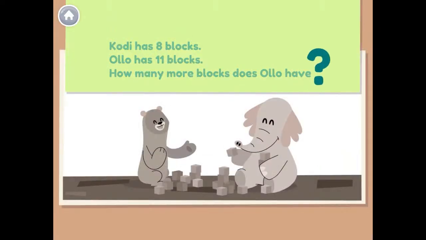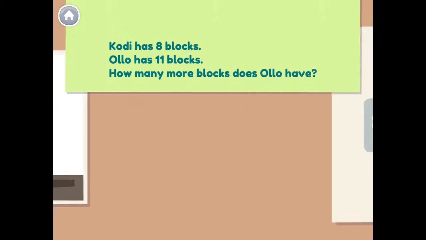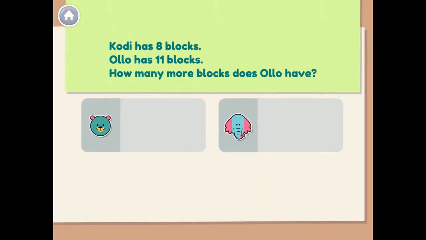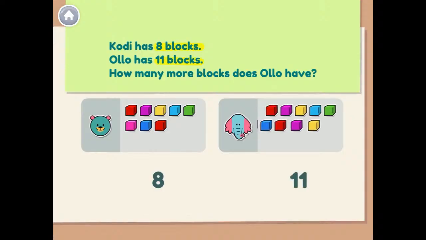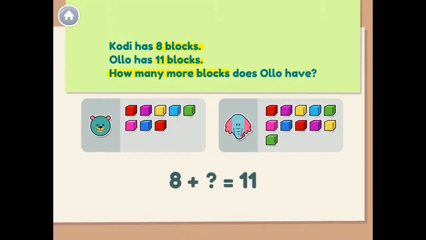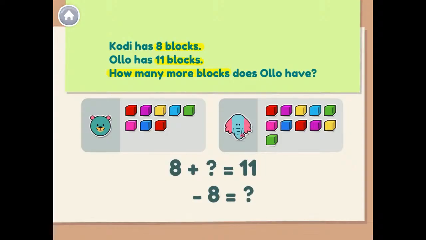Let's solve for the question mark. Cody has 8 blocks. Alo has 11 blocks. How many more blocks does Alo have? Here's one way to solve it. Cody has 8 blocks. Alo has 11 blocks. How many more blocks does Alo have? Another way to ask the question is, what is the difference between the number of Cody's blocks and Alo's blocks?